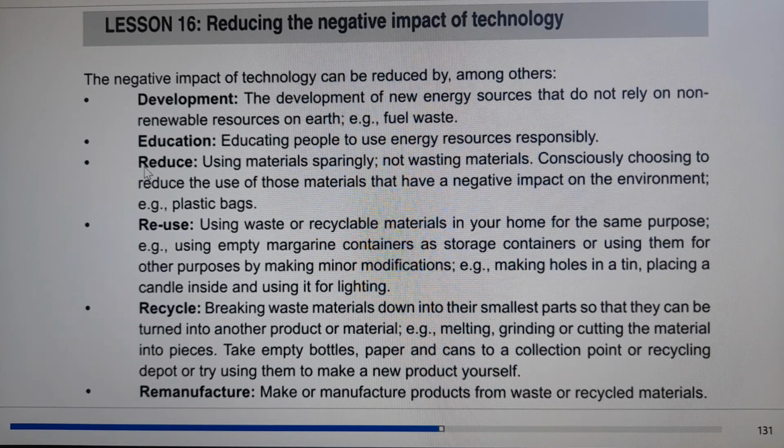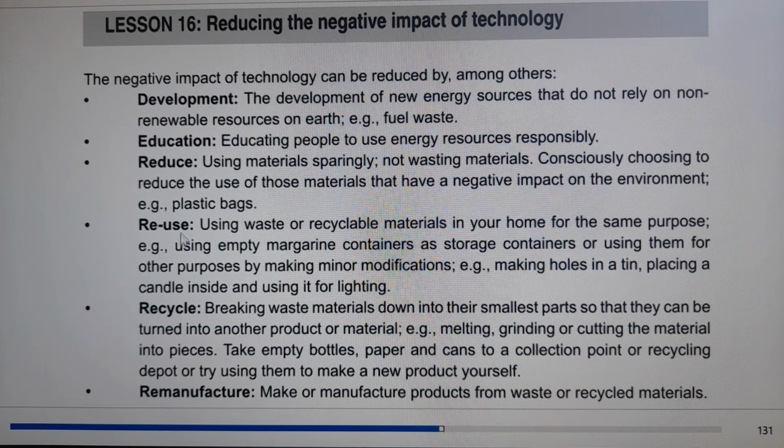Okay, and reducing, we must use materials sparingly and not waste materials. Consciously choosing to reduce the use of materials that have negative impact on the environment. For example, plastic bags. So you can choose to have your paper bag that you use every time you go to the shop, instead of always buying plastic bags and pollute with them. And then you can reuse.